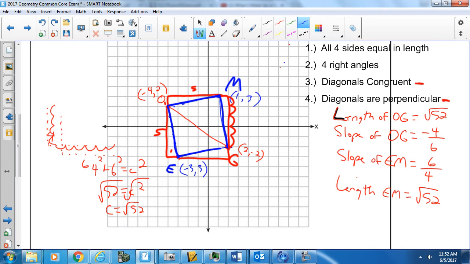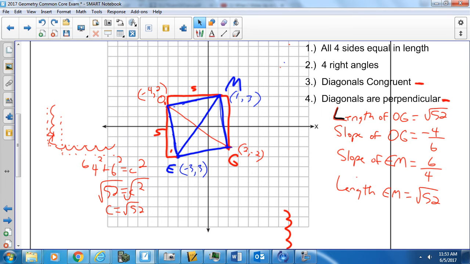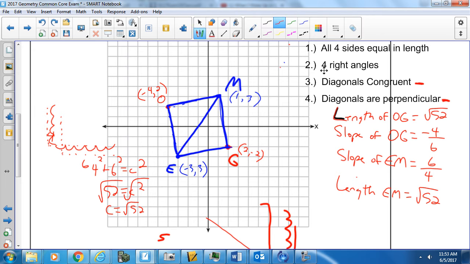Now, are my diagonals the negative reciprocal of each other? So I'm going to do the diagonal here from E to M, and I'm going to take away some of this stuff. A lot of this could just be guessing and checking. As long as you know the properties of a square, you can do some good guessing and checking to get your answer here.